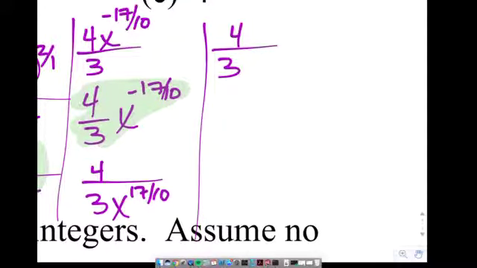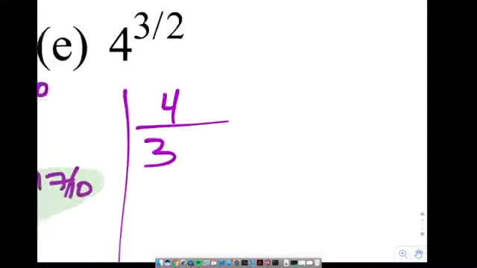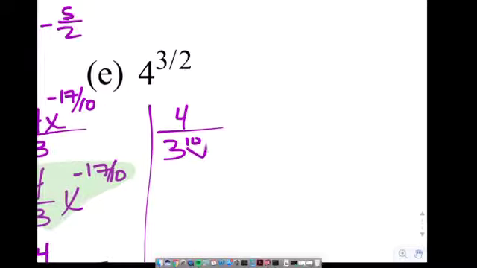What is it going to be, the 17th root of x to the 10th or the 10th root of x to the 17th? Yeah, the 10th root of x to the 17th power.